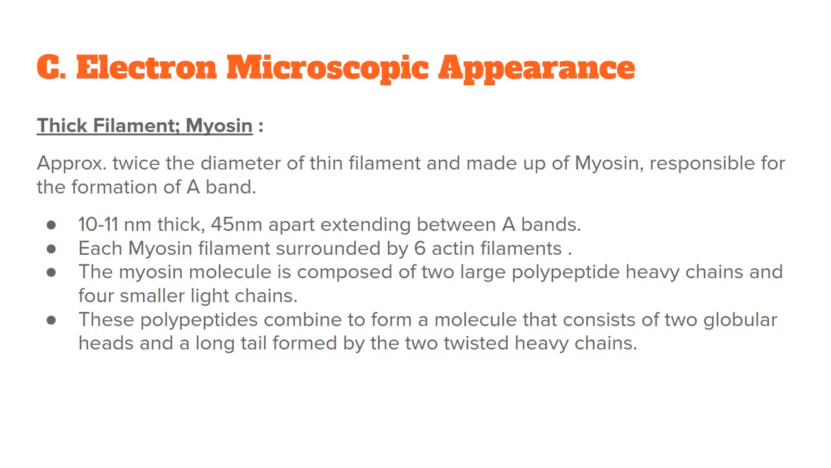Now, the reason why there is an H band in between is that when you dissolve this with a proteolytic enzyme, the heads of the myosin appear as the lighter H band, whereas the rest of the body of the myosin appears as the less refractile dark A band. So these polypeptides combine to form a molecule that consists of 2 globular heads and a long tail formed by the 2 heavy chains. So your heads will contain both. In the head, you'll have 2 heavy chains and 4 light chains, whereas in the tail, you will have only the heavy chain.